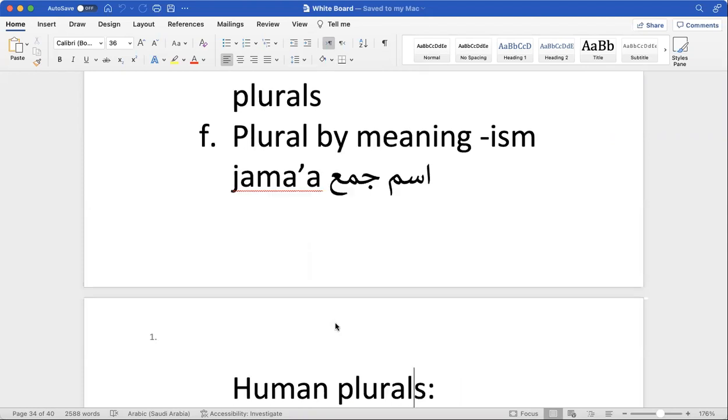Then there is one more type, the sixth type: plural by meaning. It does not have anything to do with the ending sound, like una, ina, or those broken plurals.